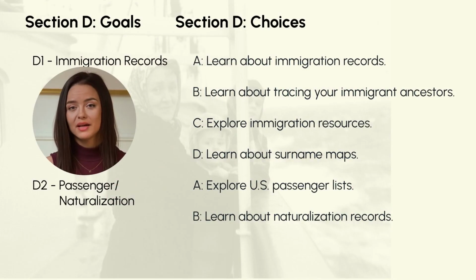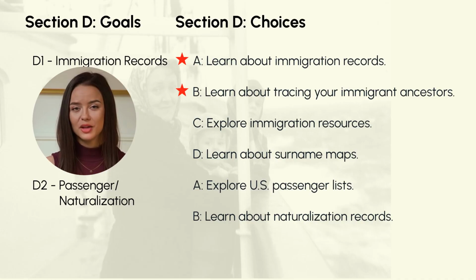In Goal D1, Choice A helps you understand the various kinds of immigration records. The focus in this section is on immigrating into the United States, not emigrating away from it. Choice B shares tips and resources for tracing your immigrant ancestors, as well as motivations for immigration across time eras.